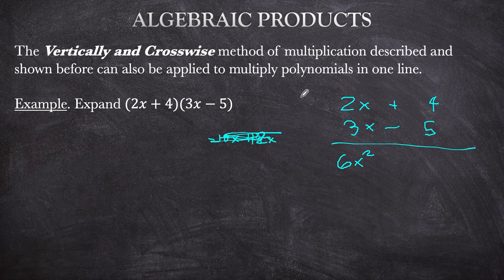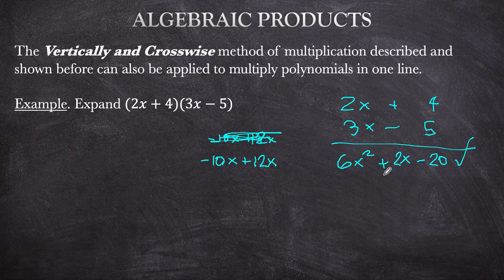Okay, let me do another line. So again, 2x times negative 5 is going to give us negative 10x. And 4 times 3x is going to give us plus 12x. My bad. So minus 10x plus 12x is going to give us plus 2x. And then lastly, 4 times minus 5 is going to give us minus 20. And this is the expanded trinomial version of these two binomials here. So this is the quadratic trinomial that we have.